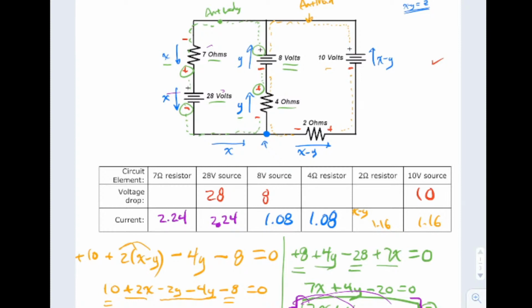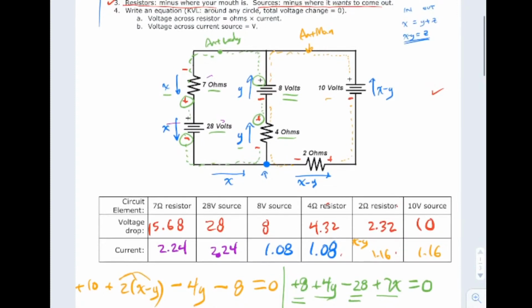For the resistors, remember, ohms is not volts and amps is not volts, but if you multiply them together, you get volts. So that's 15.68 volts. Multiply this times this, you get 4.32 volts. This times this, you get 2.32 volts. Interesting. All solved up. We've got every piece of voltage information, every piece of current information you could ever want.